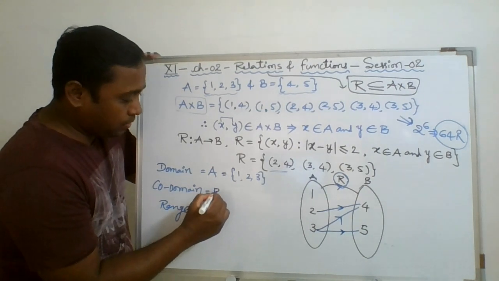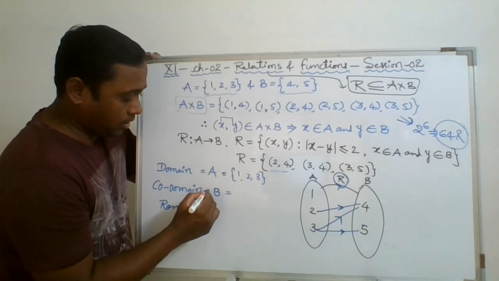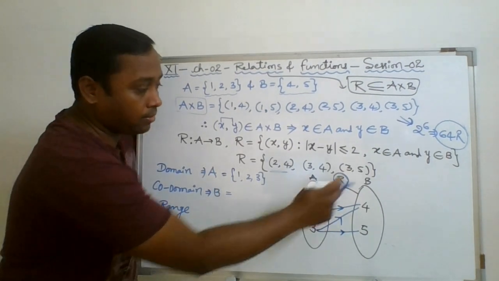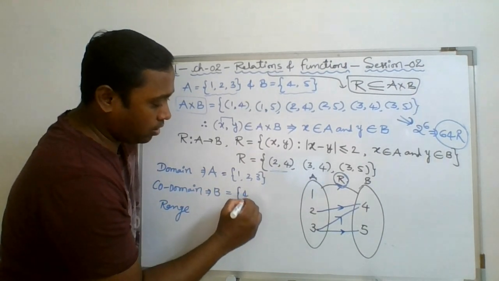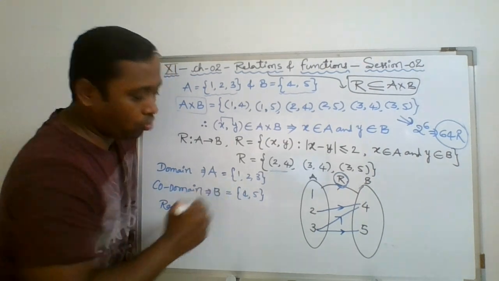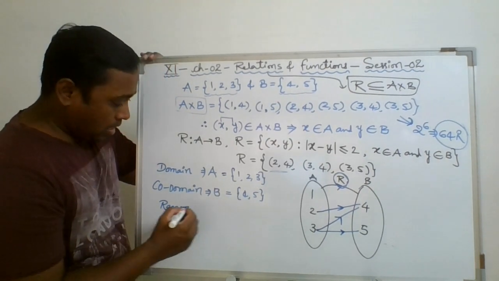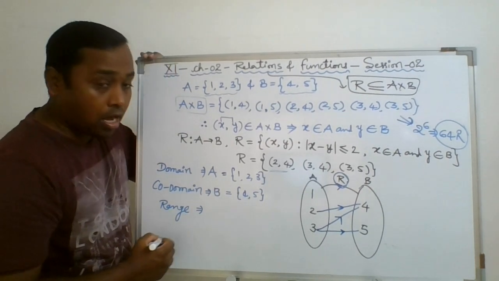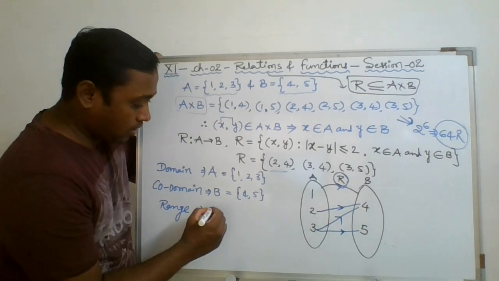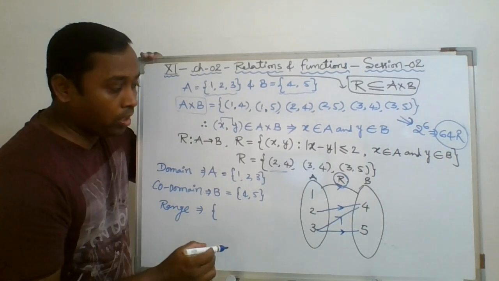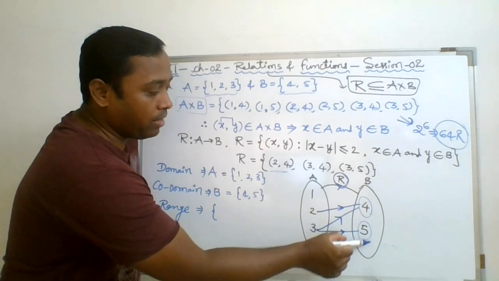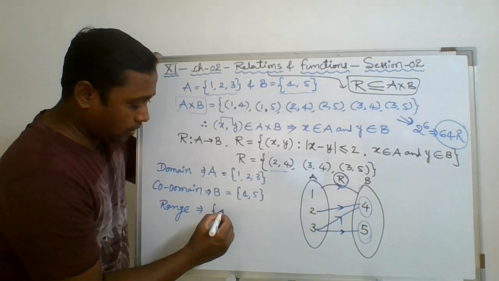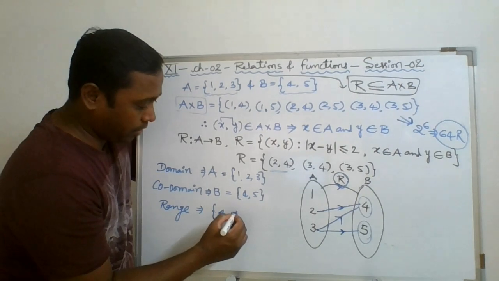Codomain means set B, the second set. It's basically the second set. Set B is called codomain. Hence here the elements in B, 4 comma 5, are the codomain. And the range is the set of second elements which are in relation. Only those elements which are in relation will be counted. Here 4 comma 5.